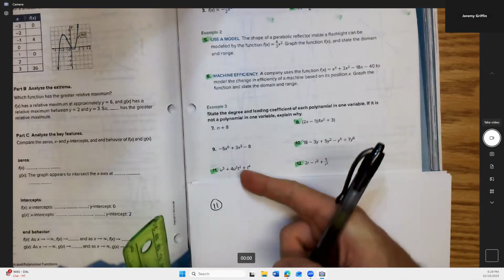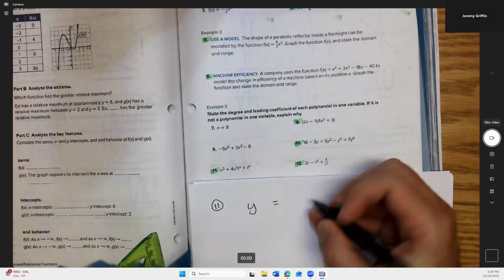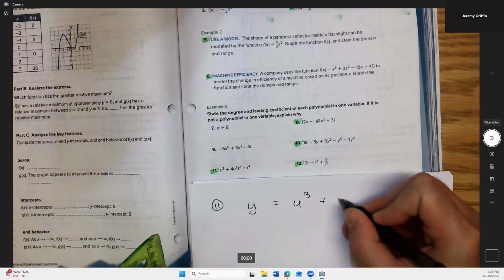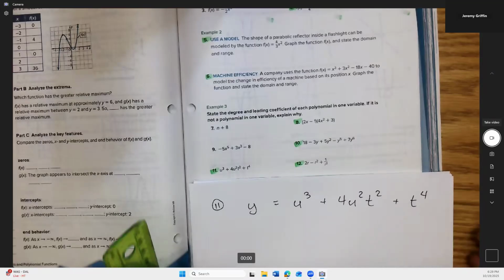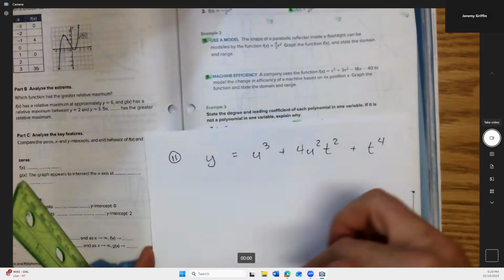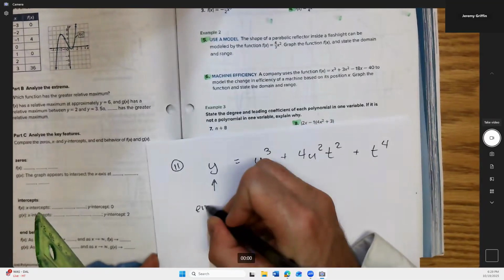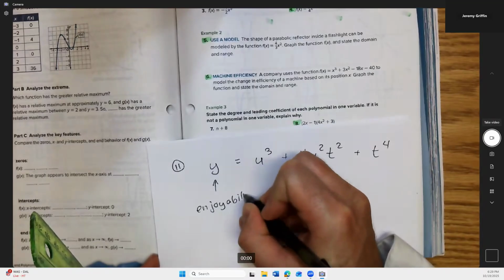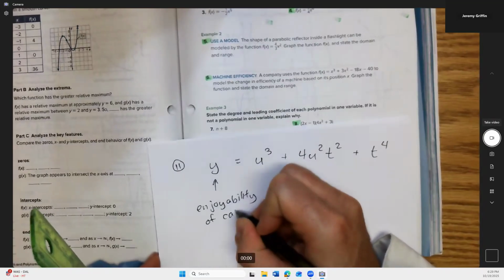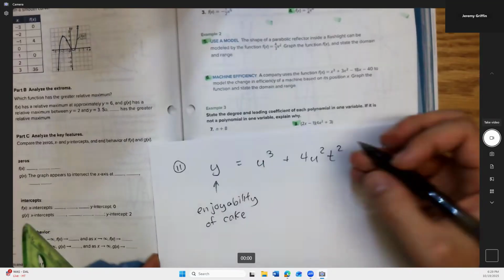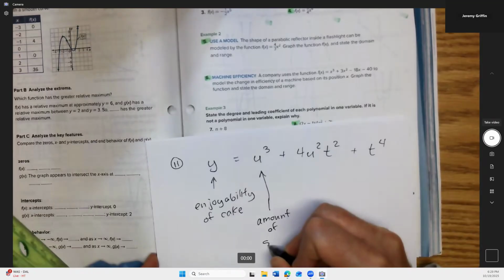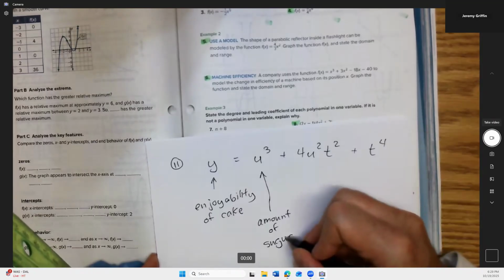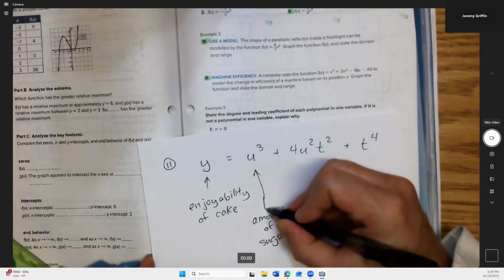Here. Now we got u's and t's. Yeah, maybe we'll say y equals u to the power 3 plus 4u squared t squared, plus t to the 4, right? Remember earlier, I was saying an example of like, what if y is the enjoyability of cake? Okay, and you're the baker, and you got two variables that you're playing with. Maybe u represents the amount of sugar, however you measure that in cups or whatever.